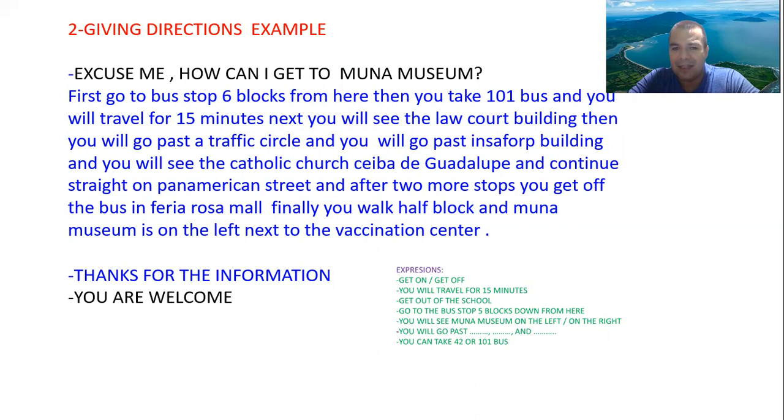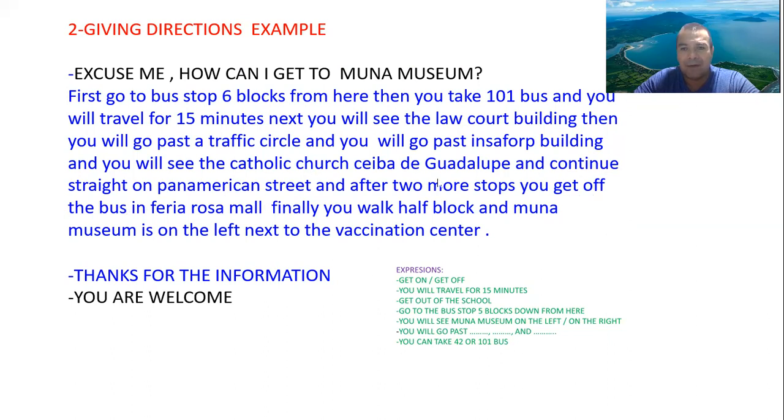All right, vaccination center. Why the vaccination center? Because right now we are in this pandemic. So next to the vaccination center is Muna Museum. If you see right here, the person was telling some reference buildings. Which ones? This one right here, Low Court building. Also they were writing another reference, which is a traffic circle, also Kingsford building, and the Catholic Church St. Guadalupe.